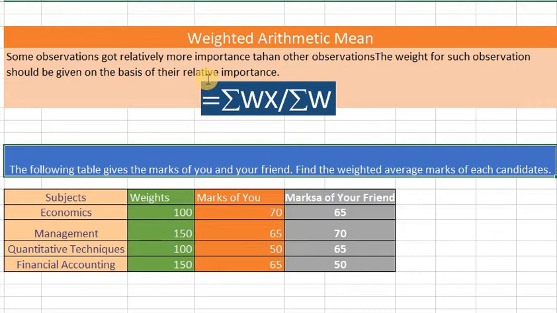Until now we have considered all the observations as equal things. We have given equal importance to each and every observation. But in some cases, we have to give varying importance to each observation. We cannot give equal points to each observation.